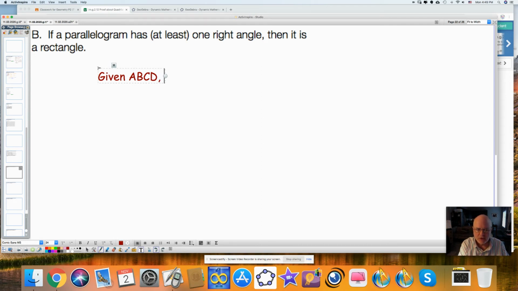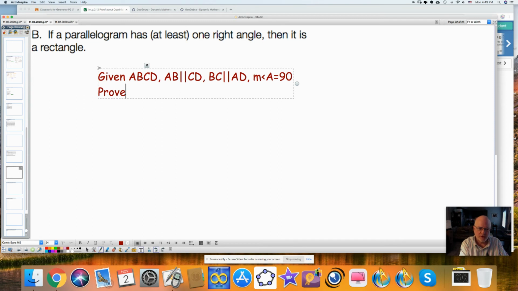And I'm going to write down what does it mean to have it be a parallelogram. Well, that means that AB is parallel, this is the symbol for parallel, to CD. We could say that BC is parallel to AD. And it says that you have one right angle. So I'm going to say the measure of angle A equals 90. And we're going to prove that it's a rectangle.